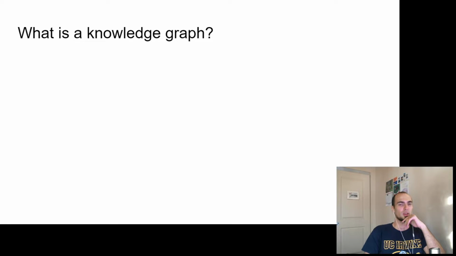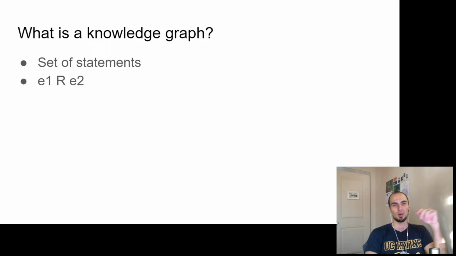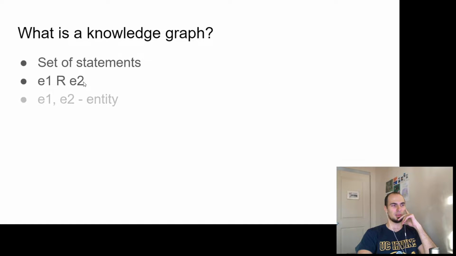We're not gonna even try to answer that. And so we're just formalizing things in a very simple way. So we're just saying that knowledge is a set of statements in a very specific form. So the form is E1 R E2. So this is essentially the nuclear element of knowledge.